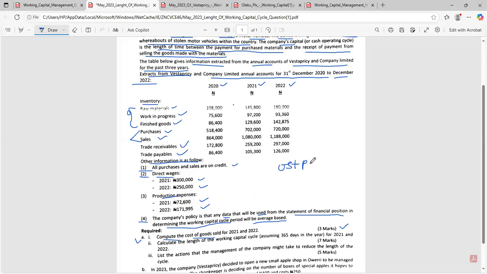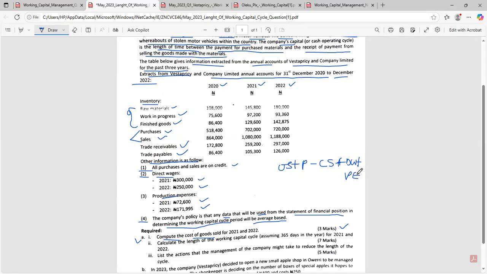Plus purchases minus closing stock. If you have direct costs of production, you can add your direct cost, for example, direct wages. Add your direct wages and also add your indirect expense, which is your production expenses. There's no rocket science here.